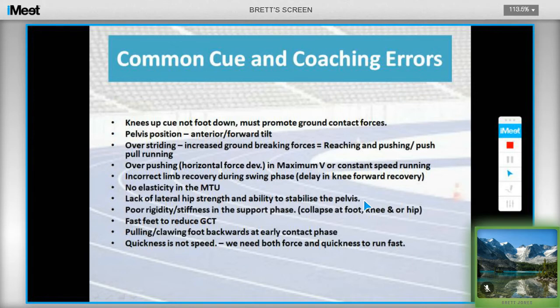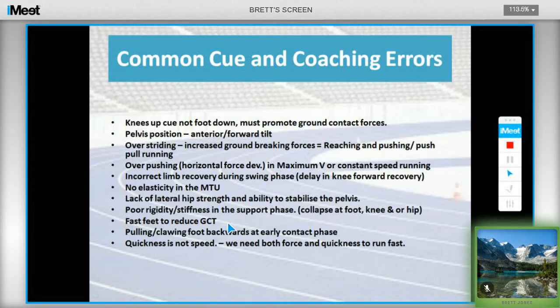A lack of lateral hip strength and the ability to stabilize at the pelvis, so that in single leg stance, if we're getting lateral deviation or collapse at the knee or the hip or the foot, then these are the things that create lateral movements or rotational movements that impact on our ability to project and maintain our momentum forward.